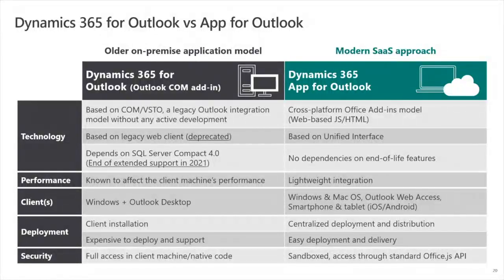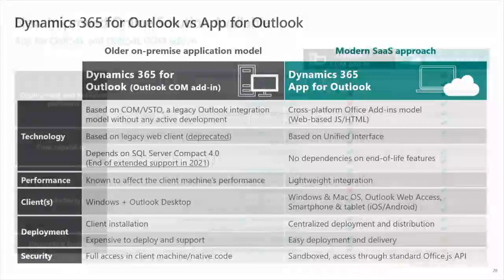In terms of security, the Outlook COM add-in had full access in the client machine with native code, as it was installed locally as software. And the app for Outlook runs in a sandbox mode, with the access done through the standard Office.js API.